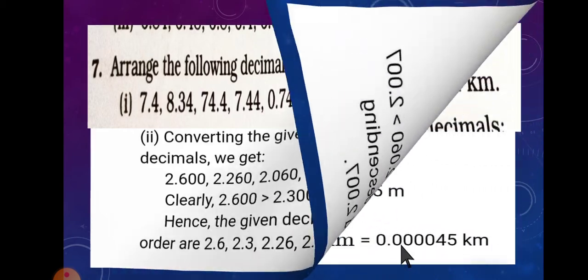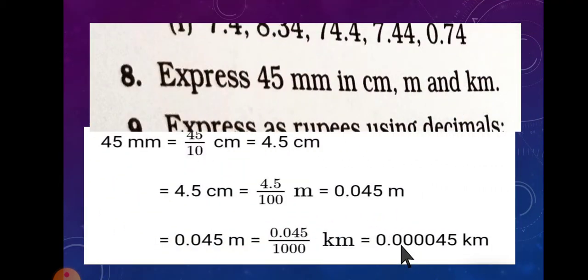Let's see our next question. Question number 8.